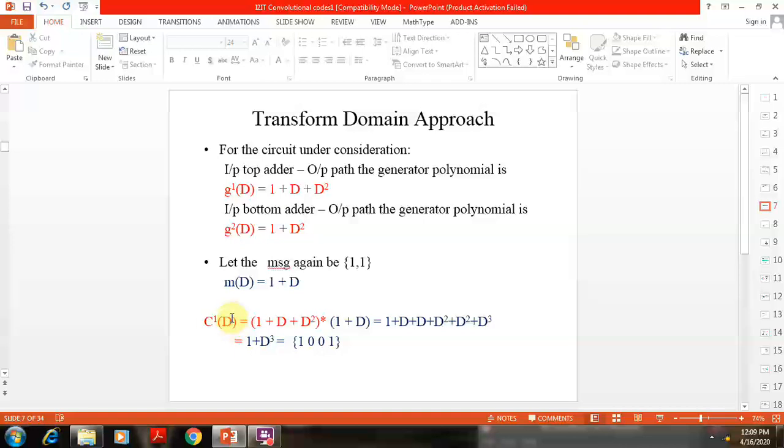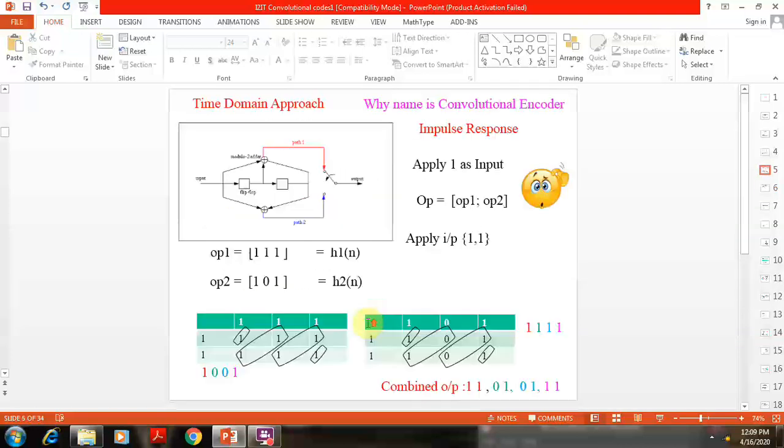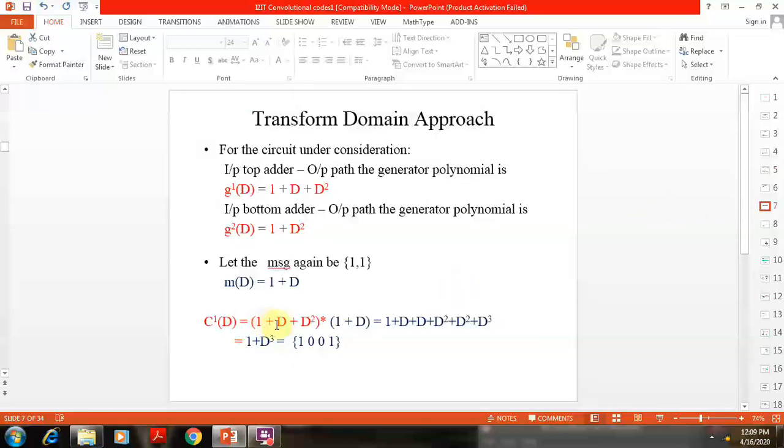Now what is C1(D)? That is the code word polynomial from the upper branch. It is 1 plus D square multiplied by 1 plus D, because convolution in the time domain is multiplication in the transform domain. So if I multiply them, I get 1 plus D plus D plus D square plus D square plus D cube. Now D plus D will cancel out because it is XORing, it is a mod 2 adder, and D square will cancel out. So what is the output? It is 1 plus D cube. So how do I write 1 plus D cube? 1, then no D or D square, and only D cube. So 1 0 0 1.